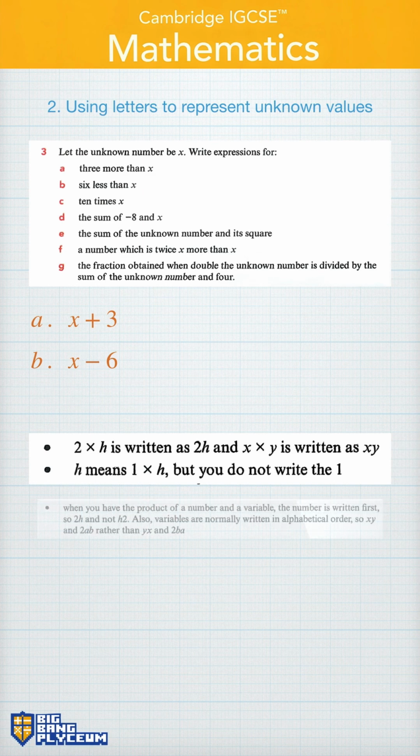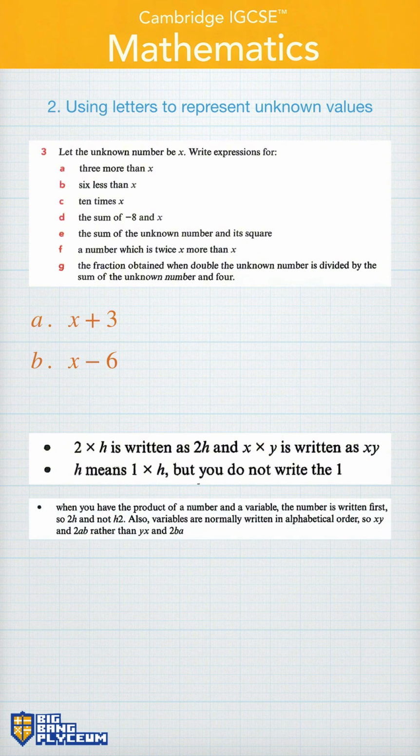Alright, so if you look at c again, 10 times x. How should we write it? Well, when you have to write the product of a number and a variable, the number is often written first. So 2h and not h2, okay? And variables are normally written in alphabetical order. So xy and 2ab is correct. You should not write yx or 2ba. So if you look at c again, 10 times x, of course, the number goes first and the letter goes last. This should be 10x. Very good.